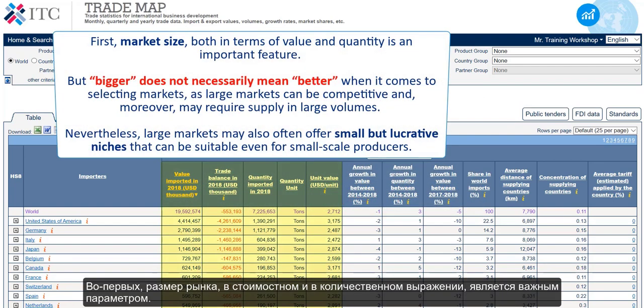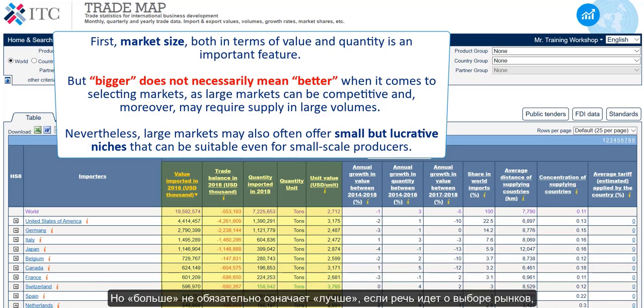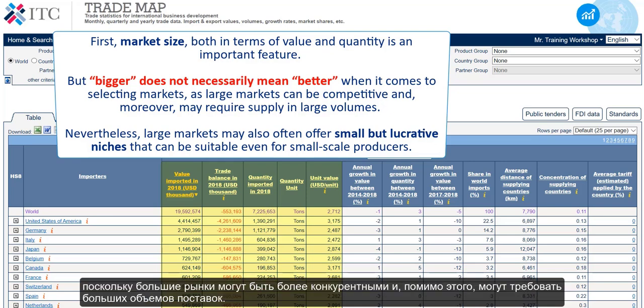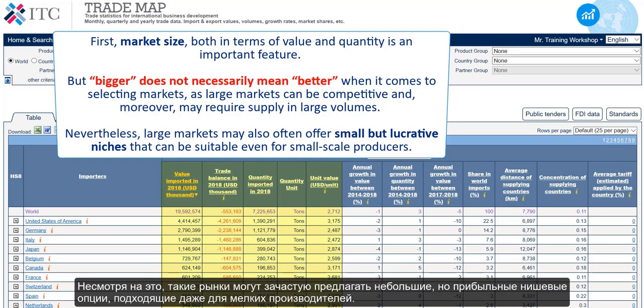First, market size, both in terms of value and quantity, is an important feature. But bigger does not necessarily mean better when it comes to selecting markets, as large markets can be competitive and, moreover, may require supply in large volumes. Nevertheless, large markets may also often offer small but lucrative niches that can be suitable even for small-scale producers.